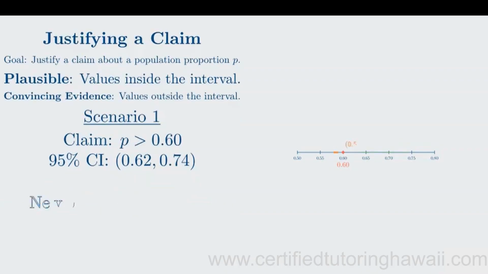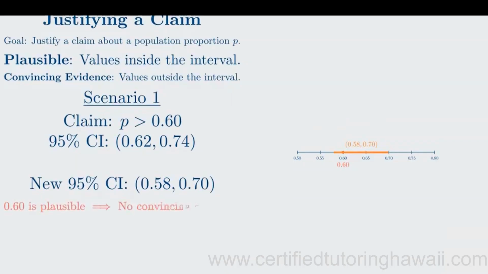Now, what if our interval was 0.58 to 0.70? In this case, 0.60 is inside the interval. This means 0.59 is a plausible value. Because the interval contains values less than or equal to 0.60, we do not have convincing evidence for the claim. Remember, if the value you are testing is inside the interval, it is a plausible value for the parameter, so you cannot rule it out.